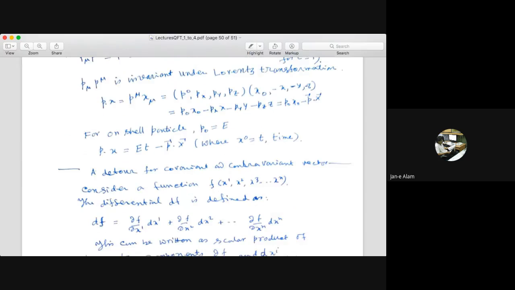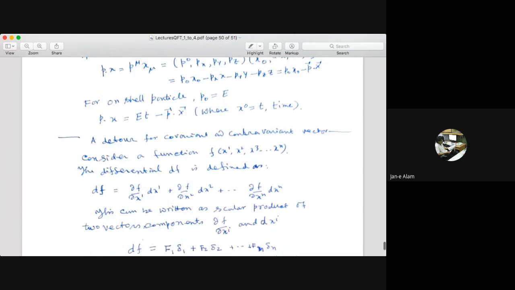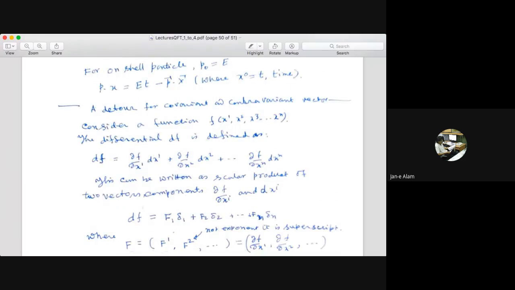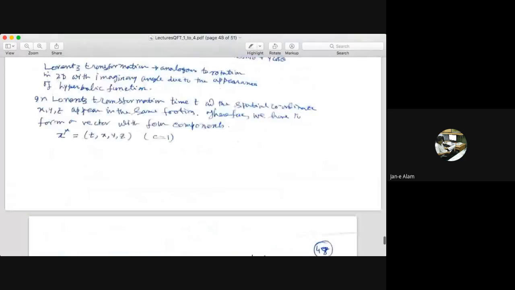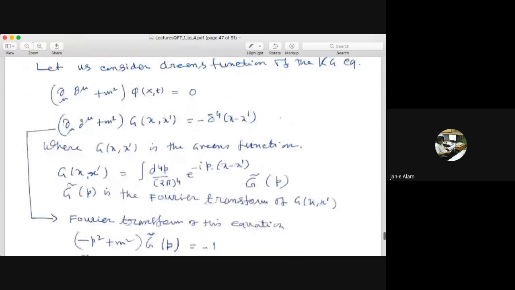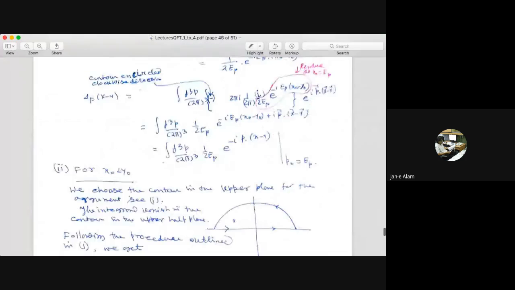Let me go back to the main topic today, and this is very interesting. I'll tell you why the names covariant and contravariant even came about. But let me go back to our main topic, and then I'll come back here.